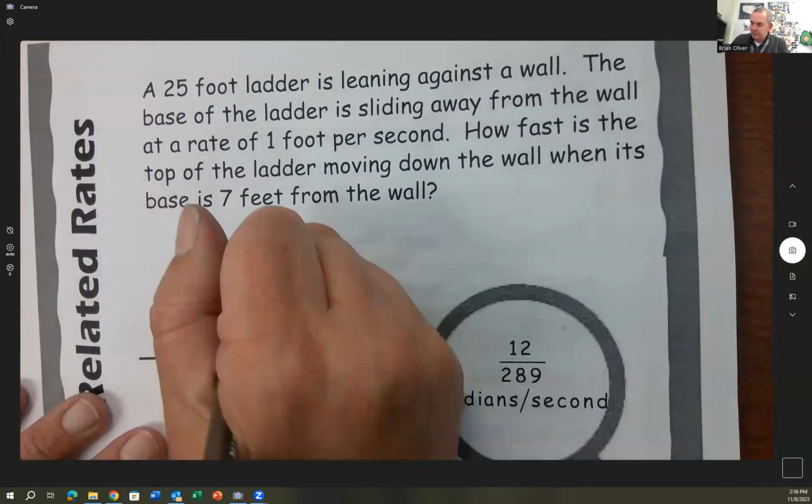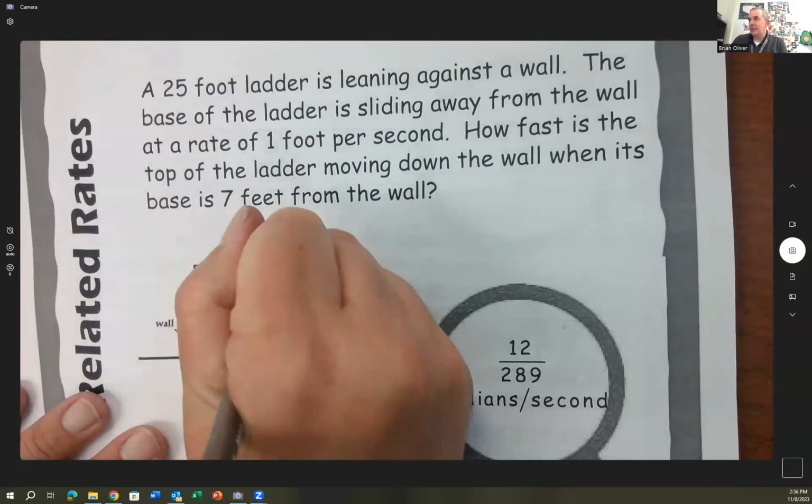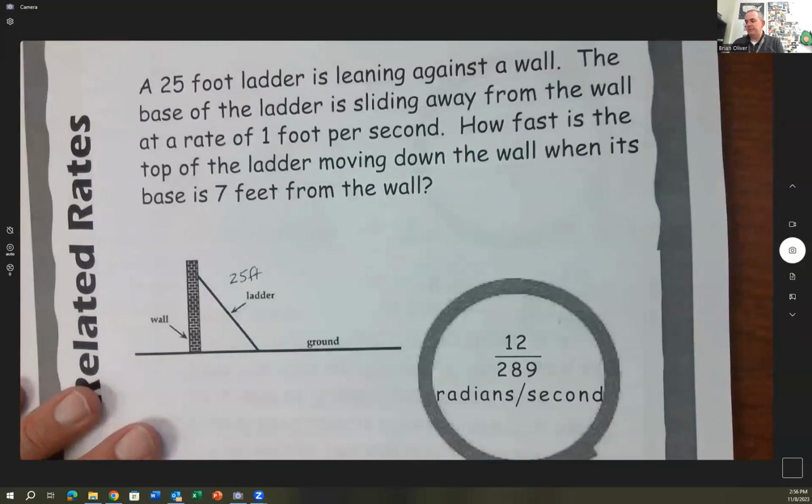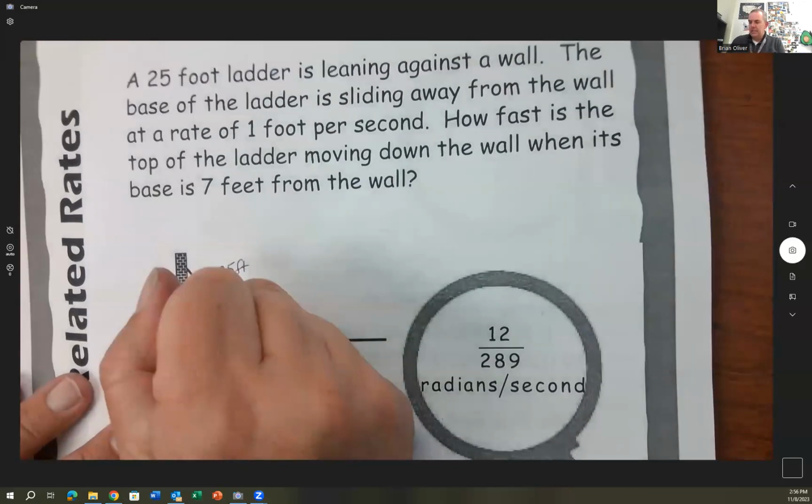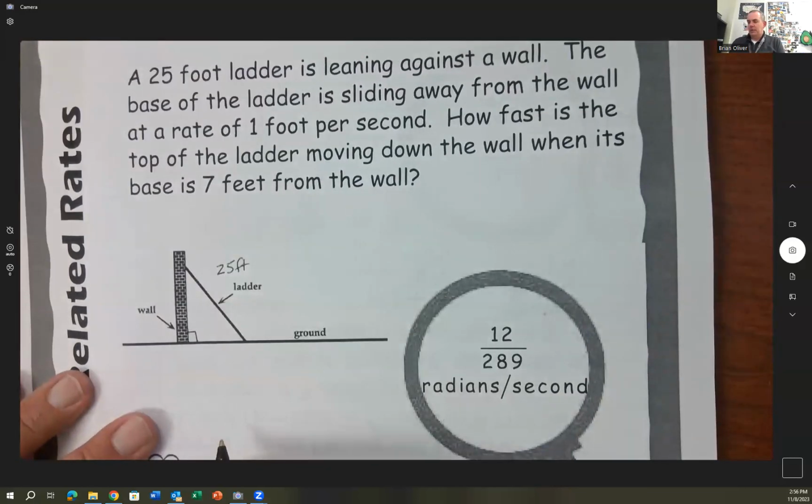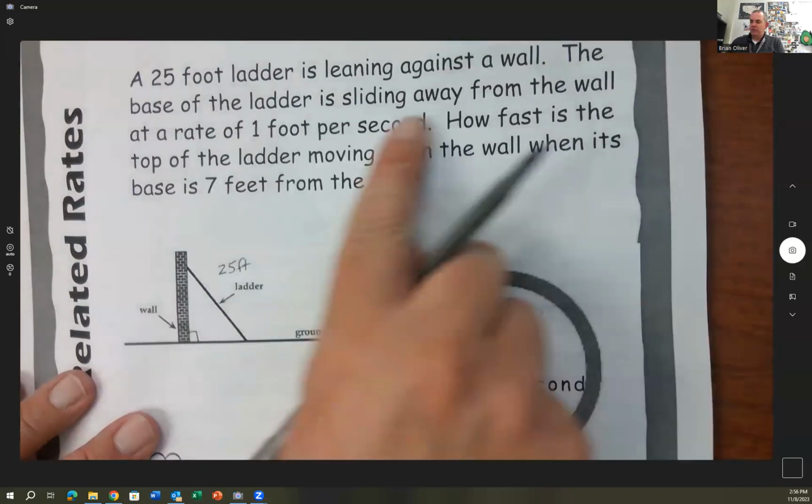Okay, so again, we've done this a million times now. This one is a very common one. So the ladder is 20 foot. That's my fixed distance. I got a right triangle. What I'm going to be doing is it is sliding away from the wall.